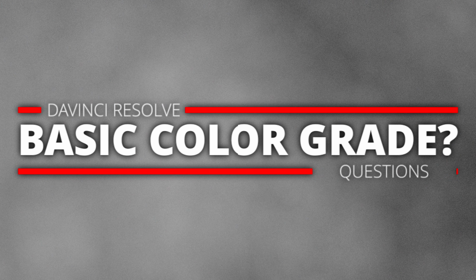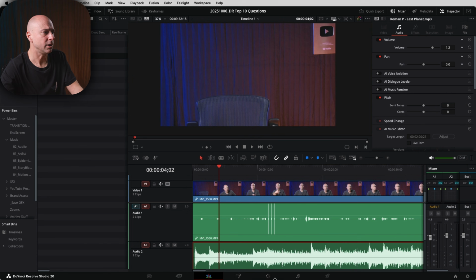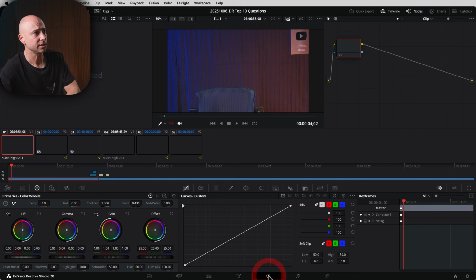The next question is, how do I do basic color grading to make my video look better? In Resolve here, we are currently in the Edit tab, and we need to jump over into the Color tab to make this video look a little bit better. So I'm going to hit this little color wheel at the bottom here, and that's called the Color tab.